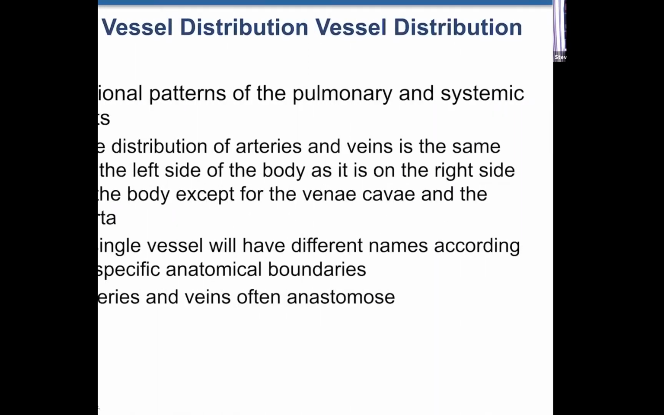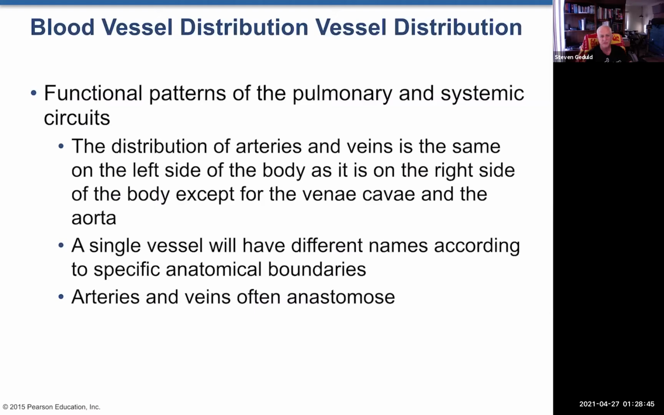Blood vessel distribution. Okay? Functional patterns of the pulmonary and systemic circuits. Remember, the pulmonary circuit pumps blood from the heart to the lungs, back to the heart. The systemic circuit goes from the heart to the entire body, back to the heart. The pulmonary system drains blood back into the left atrium. The systemic system drains blood back into the right atrium.